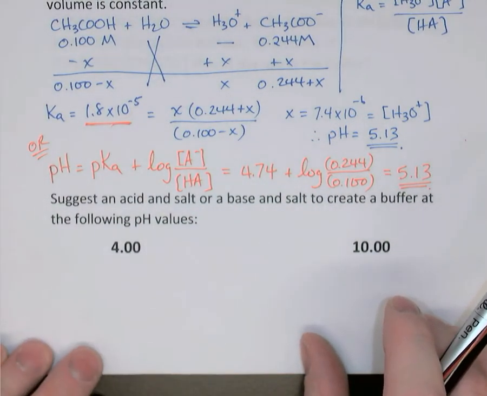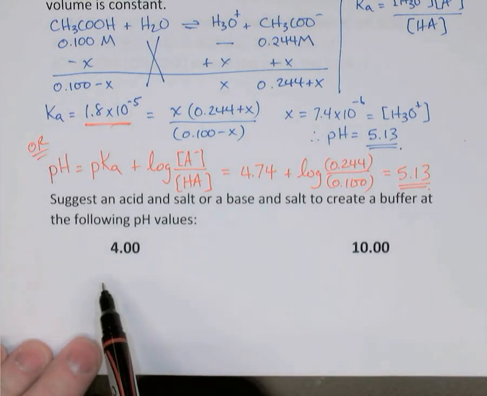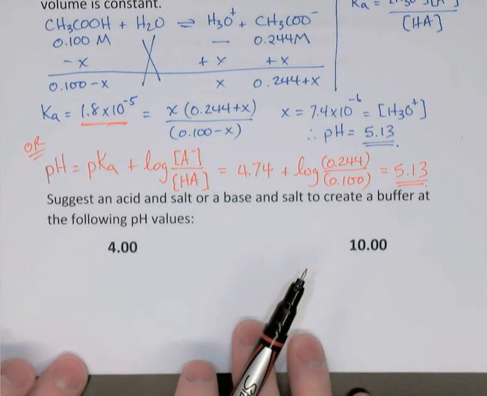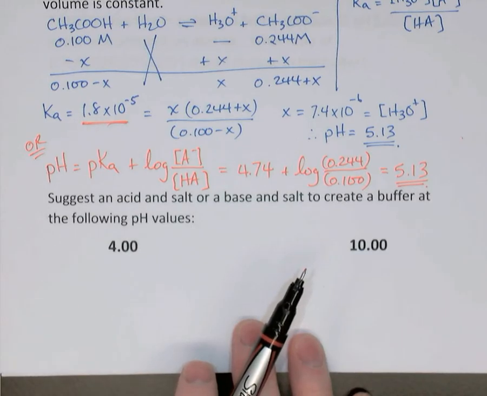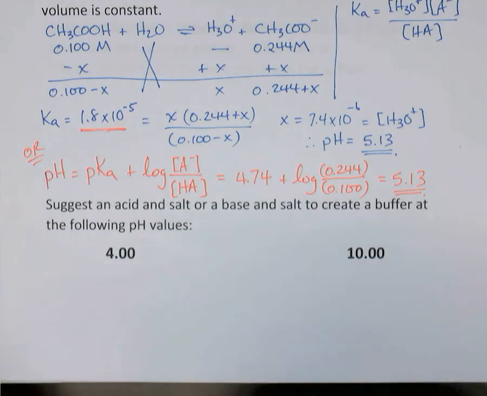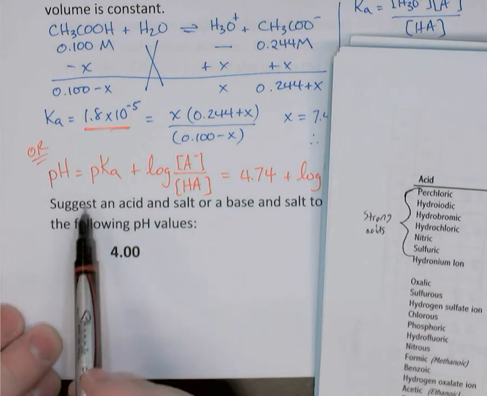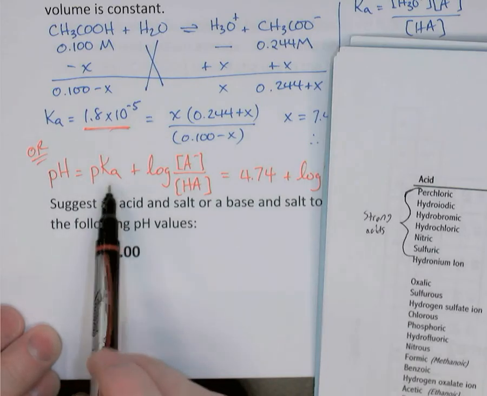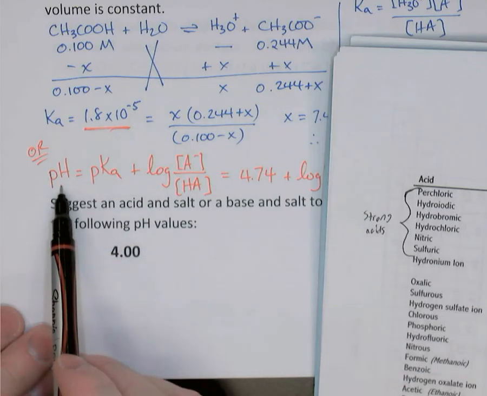All right, suppose we want to create a buffer whose pH is 4. The question is, suggest an acid and a salt, or a base and a salt, to create the buffer at that pH. Well, the key in this question is to recognize that when you want to create a buffer, you want to choose an acid whose pKa value, looking at the Henderson-Hasselbalch equation, is close to the desired pH value.